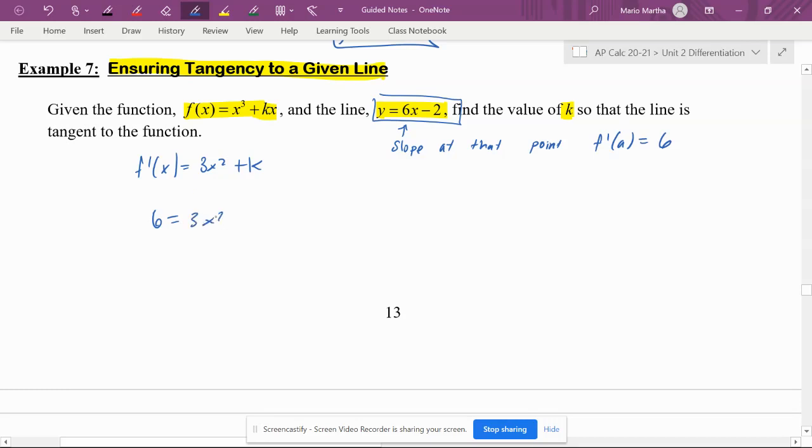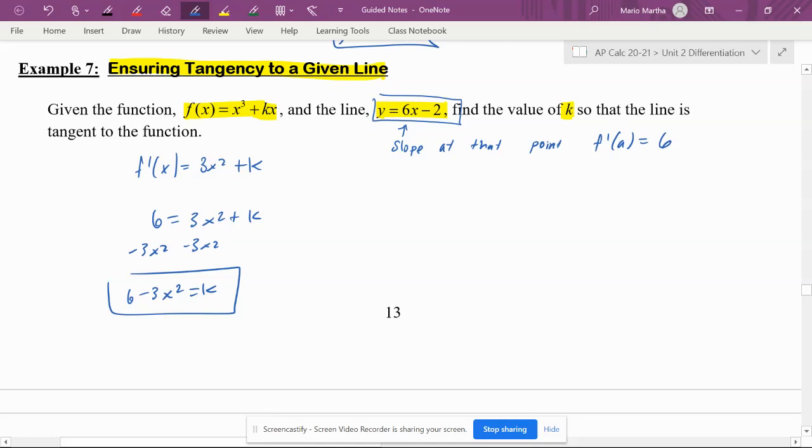3x squared plus k equals 6. And then here we're going to get an equation with k equals something, which is what we want. So subtract 3x squared, and that gives us 6 minus 3x squared is equal to positive k. All right, now we're going to use this to figure out that value.